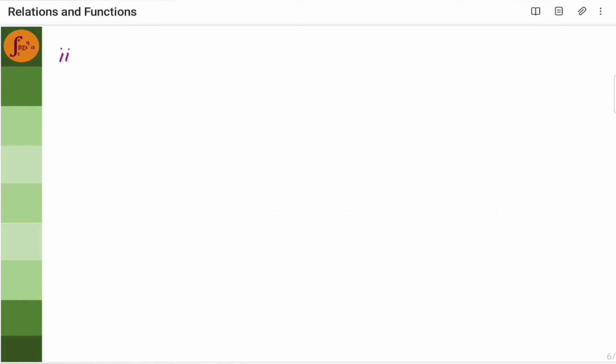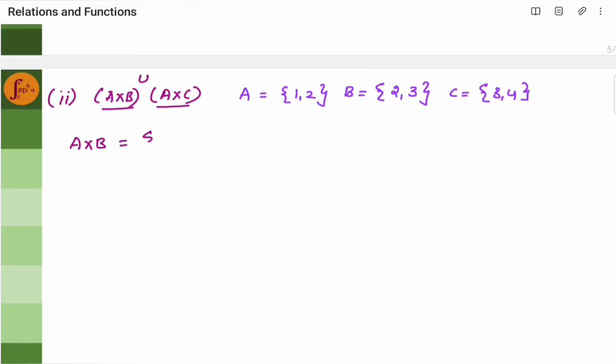Now we'll find the second one, which is A into B and A into C. We'll find A into B first, A into C first, and then take a union of these. So A into B is nothing but, let's take first element 1, with these elements 2 and 3: 1, 2 and 1, 3. Now we'll go with the second element 2, with 2 and 3: 2, 2, 2, 3. So we have A cross B.